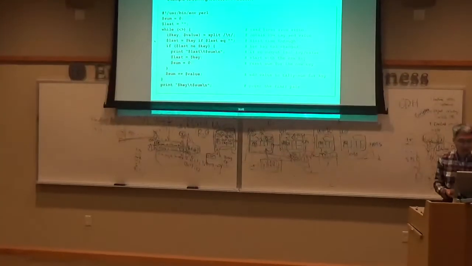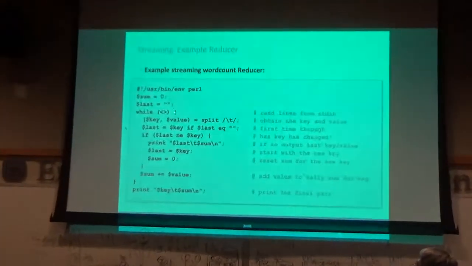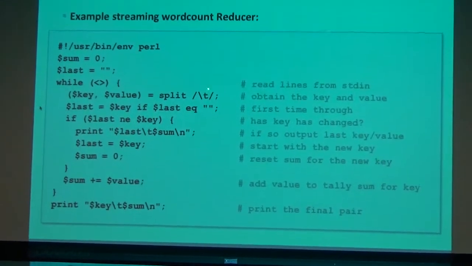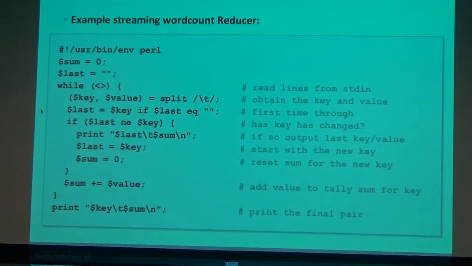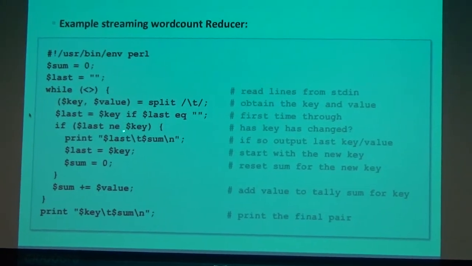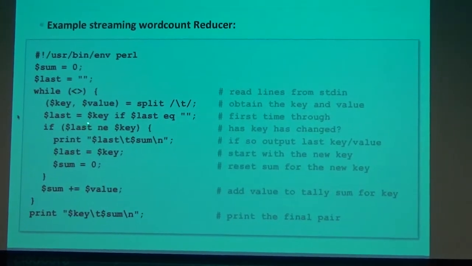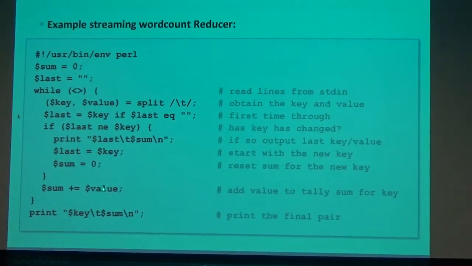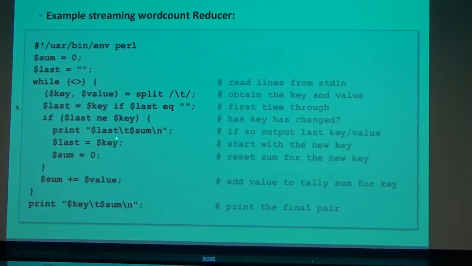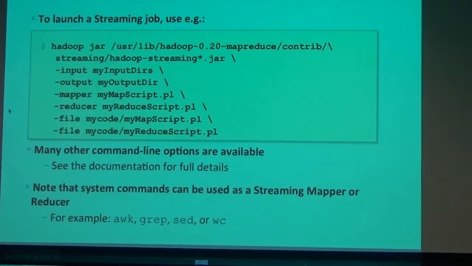The reducer is of a similar kind. For each line, we can get the key and value, split by the tab. Probably at that time it's a tab. In case of a comma, you can use a comma. Then this one is the adder. Where is the adder? Yes, the sum of the values. Just the sum of the values for the same key.